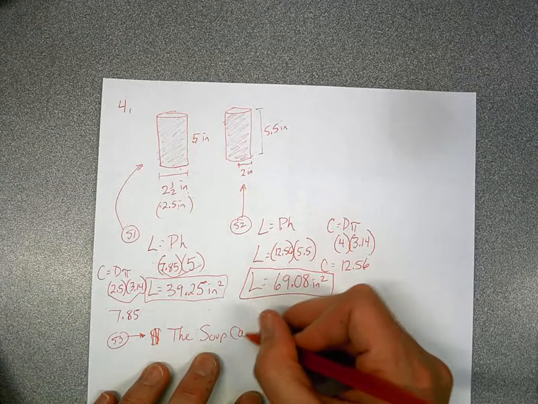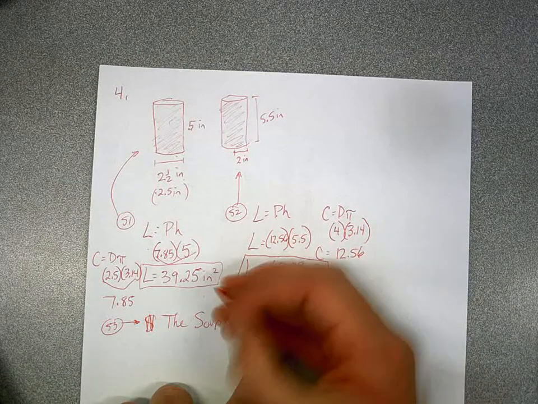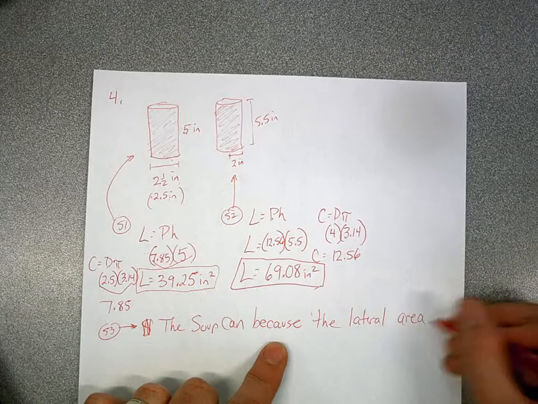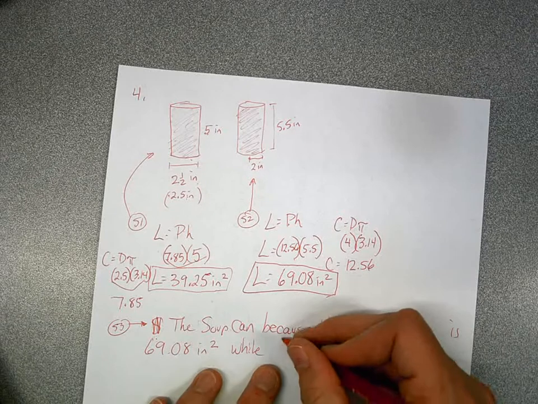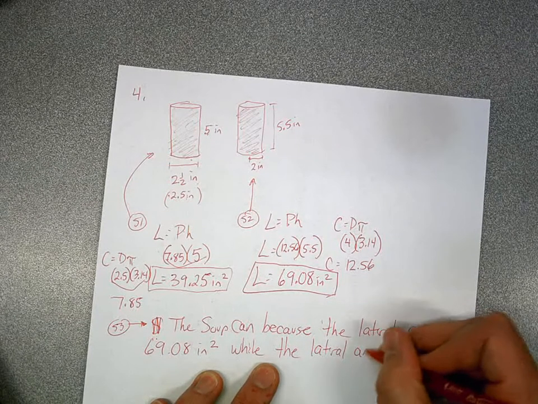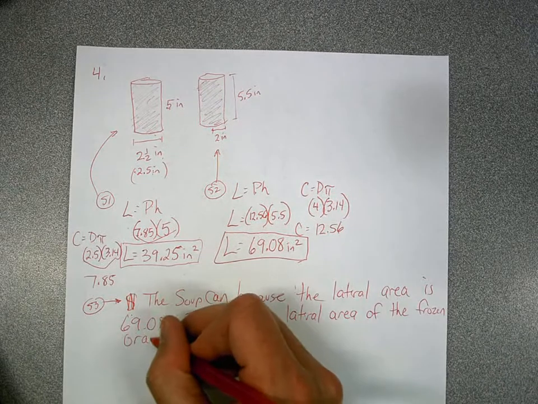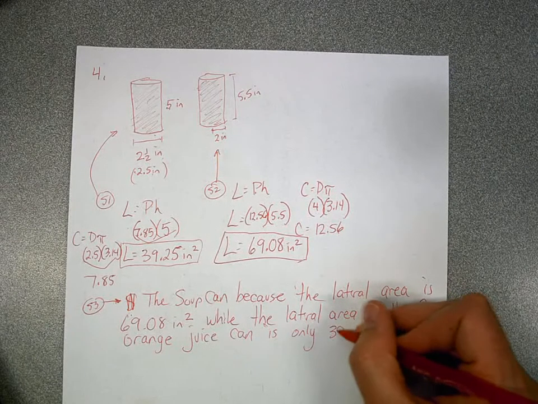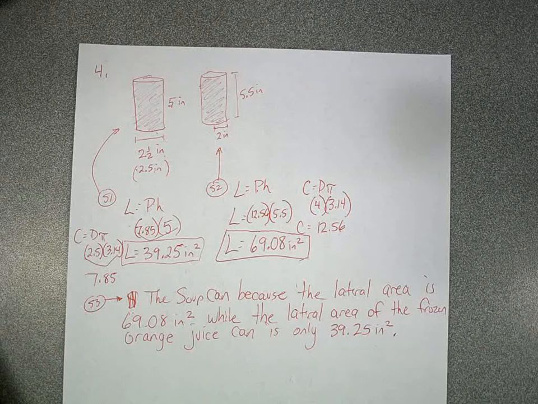On something like this where you're just comparing, as long as the math is backing up your answer, here's all you do. The soup can, because the lateral area is 69.08 squared inches, while the lateral area of the frozen orange juice can is only 39 2/25 squared inches. All right, and that, of course, is your final answer.